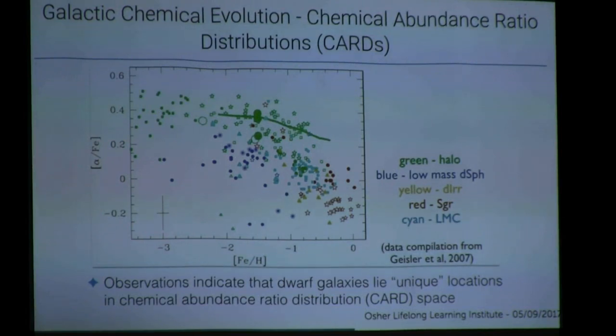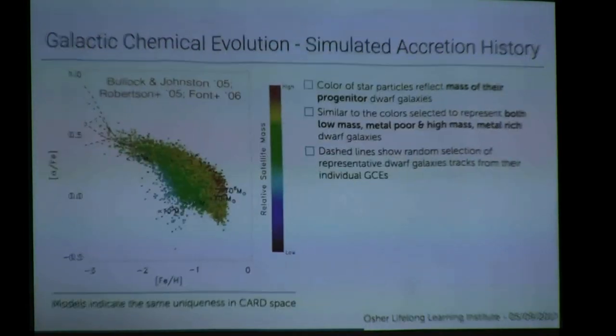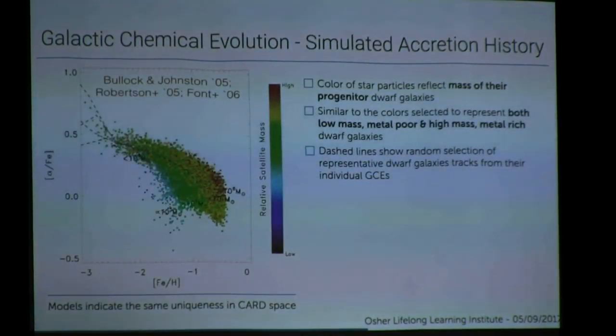Okay, so the cool thing to notice is that these stars spread out in different parts of this chemical abundance space. So you can now try to reproduce this in simulations, and what you find is you can make the same sort of distribution in chemical abundance space. So that's this plot here from my thesis work, which was analyzing my advisor's simulations and looking at the chemical patterns here.